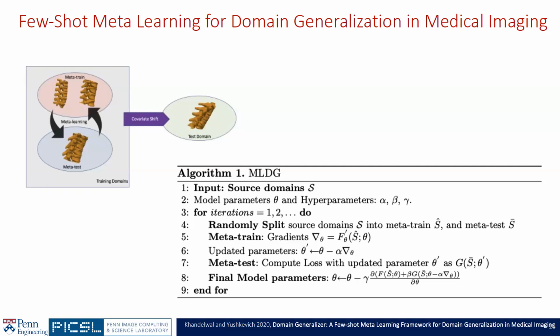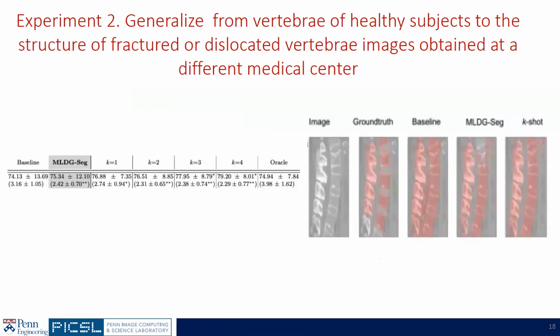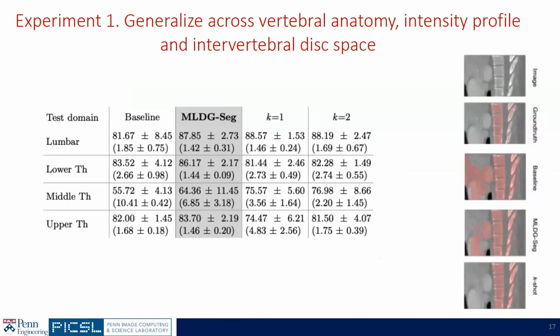So it's really helpful when you have a test domain for which you don't have a lot of labels, but you can improve the accuracy just by labeling one or two images and then trying feature learning. For example, if you just see the top row, where the test domain is the lumbar region, we are trying to segment the lumbar area, and the three source domains that this particular model was trained on were the lower thoracic, upper, and the middle thoracic regions.